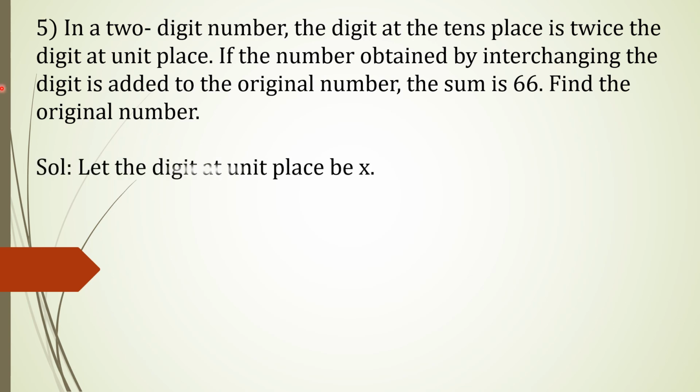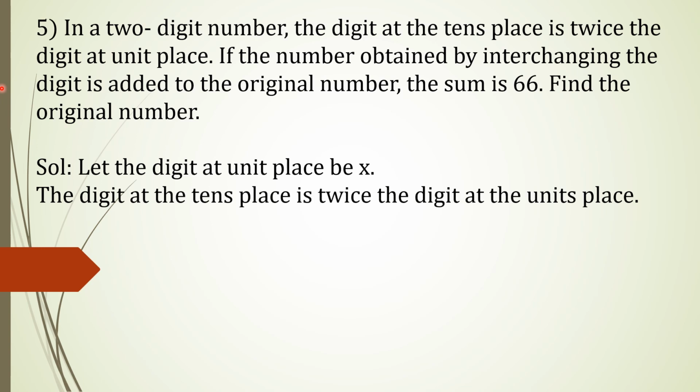Moving to the solution. Let the digit at the unit place be x. We don't know any number, so we'll assign a variable. Let the digit at unit place be x. So the digit at tens place is twice the digit at unit place. This is given. So therefore, the digit at tens place is 2x. Twice means 2 times, so 2x.